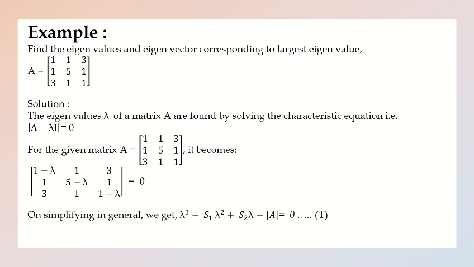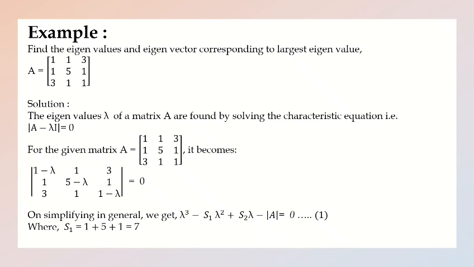That is, we subtracted lambda from the given matrix, that is, we subtract lambda from the principal diagonal elements of the given matrix A. On simplifying, in general, the above matrix gives the cubic equation lambda cube minus S1 lambda square plus S2 lambda minus determinant of A equal to 0.